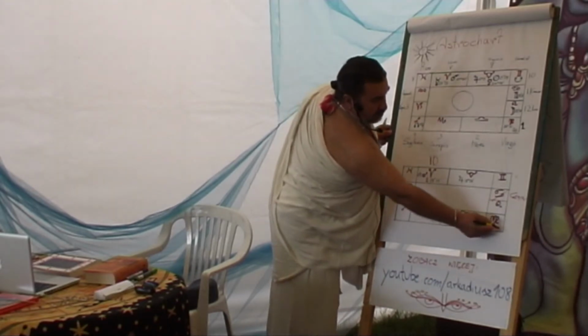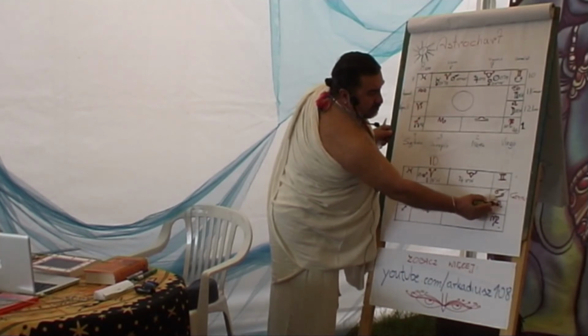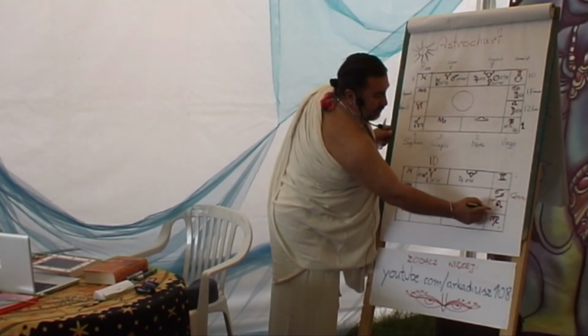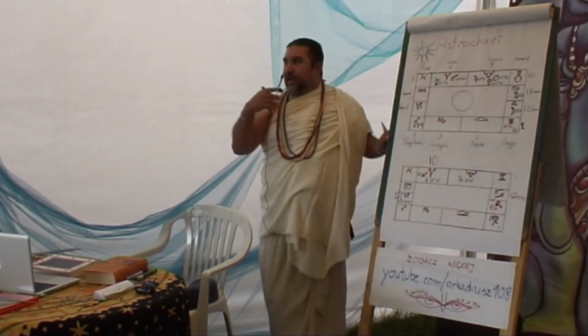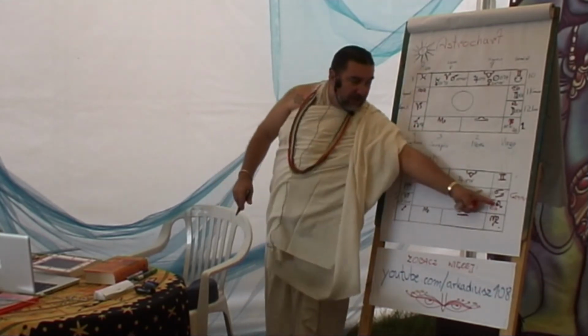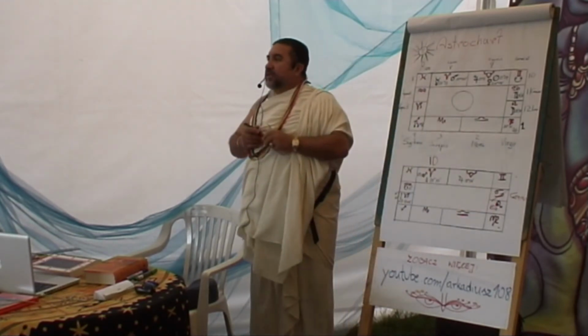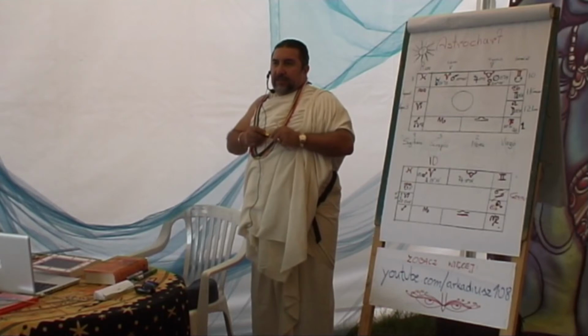Now, this is the third house. He has Leo in the second house, with Rahu here. The second house is the house of communication. Leo means fire or the sun. So he was very strong in his language, as you know.